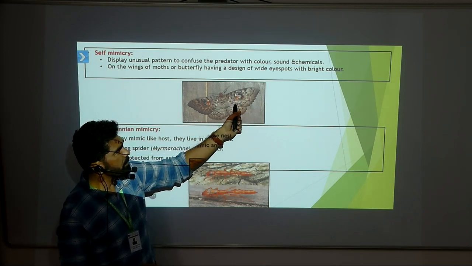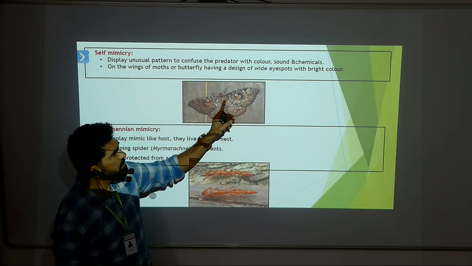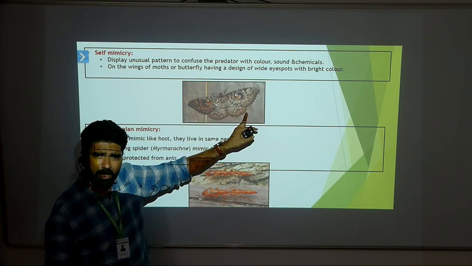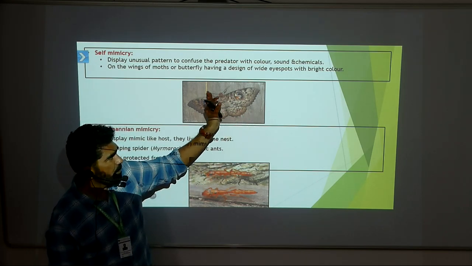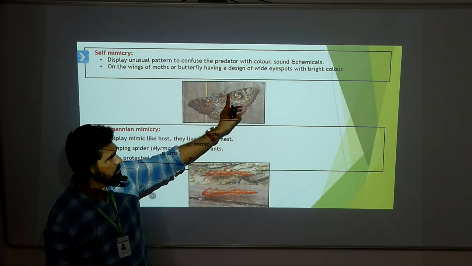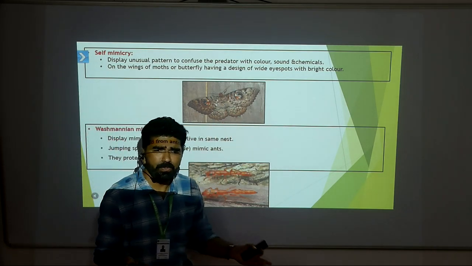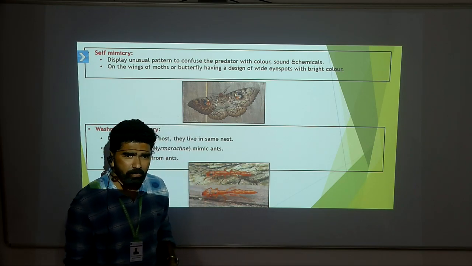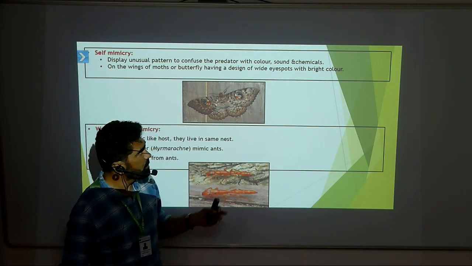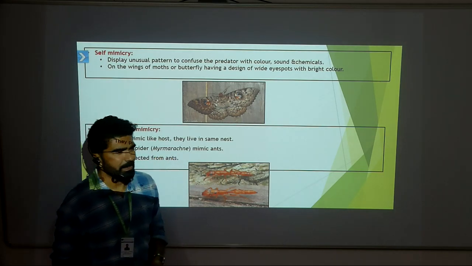When you see this moth, on the wings of this moth there is a particular type of design, and this design resembles owl eyes. So when the predator looks toward this butterfly or this moth, it gets confused that it looks like an owl, and so this is self mimicry.